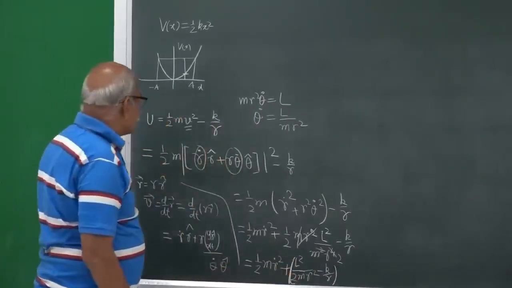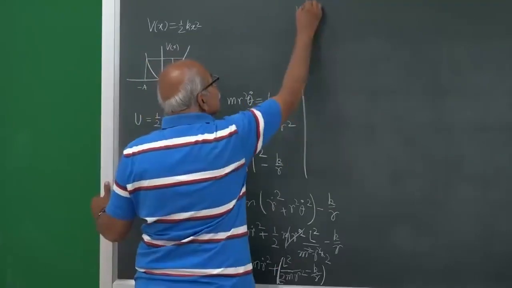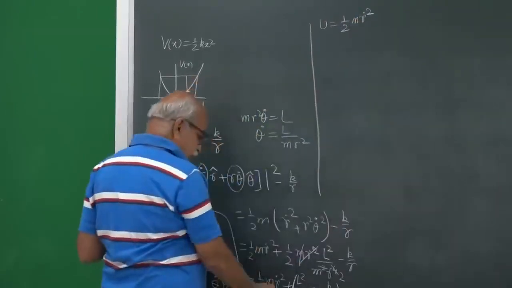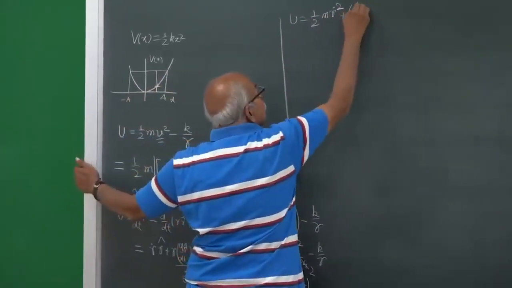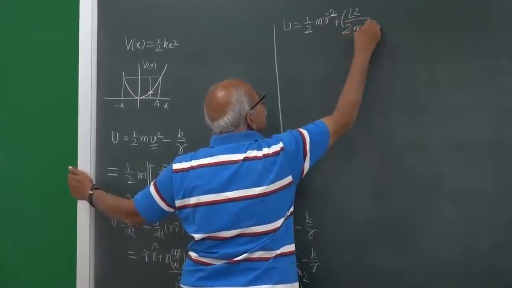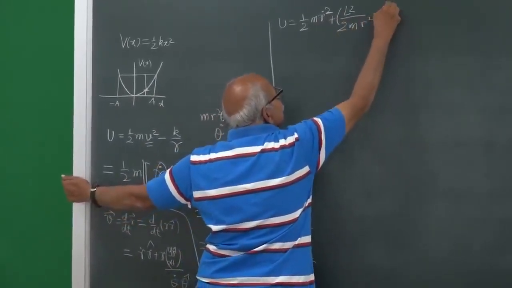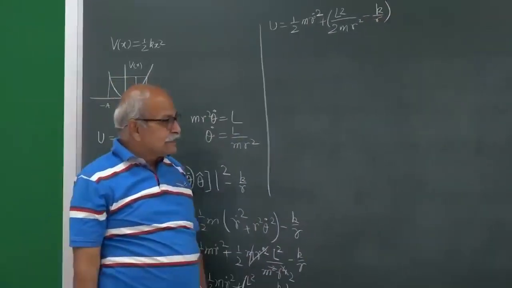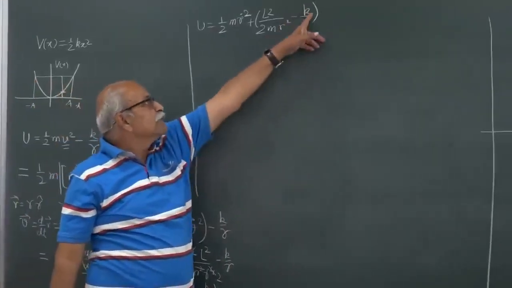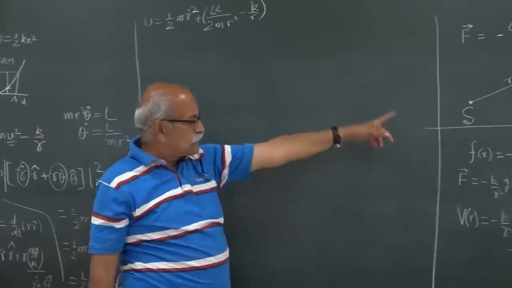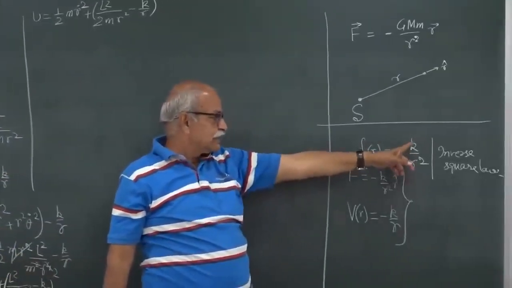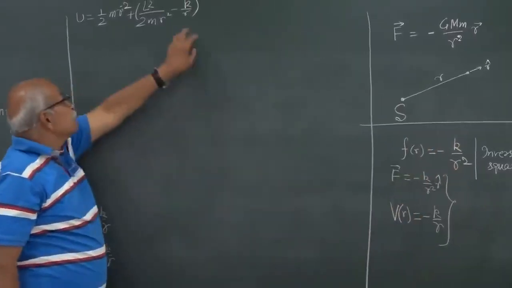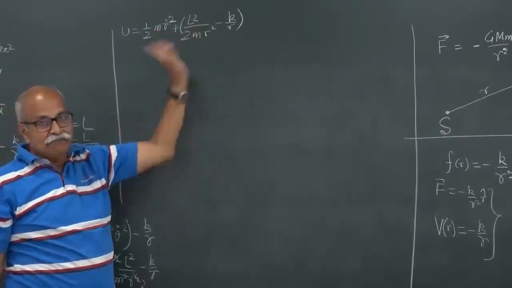This is it. The total energy U is equal to half m r dot square, plus L square by 2 m r square, minus k by r. You can do this with any central force, not necessarily inverse square, only this term will be different. If you change the force law, if the attractive force is something else, then this will be something else, and only the change will come here; this part will still remain the same.